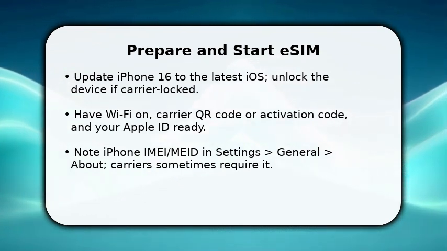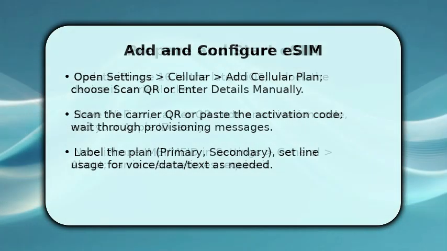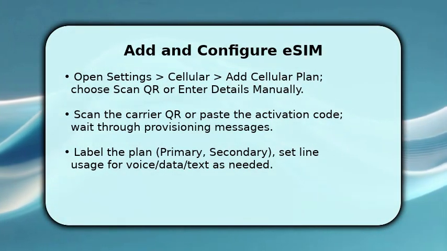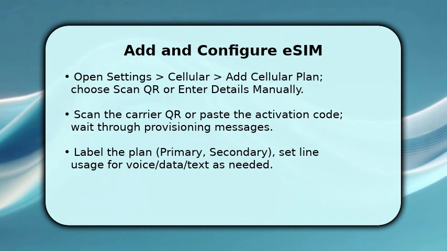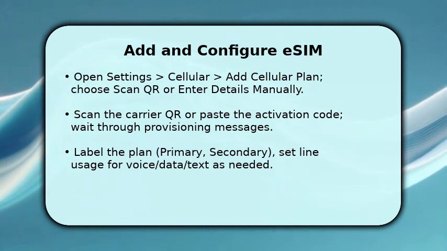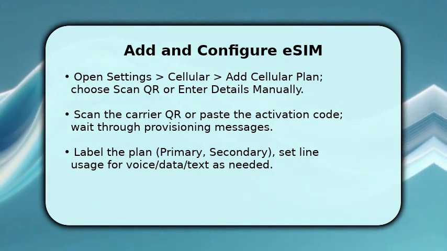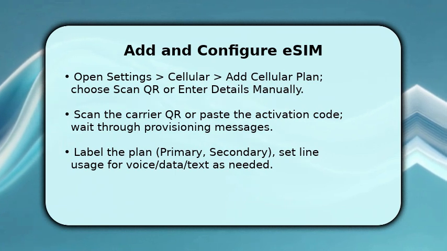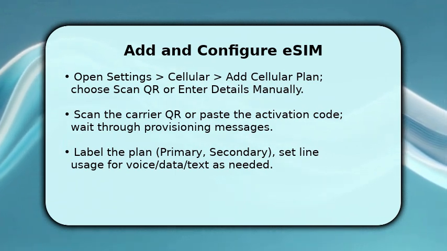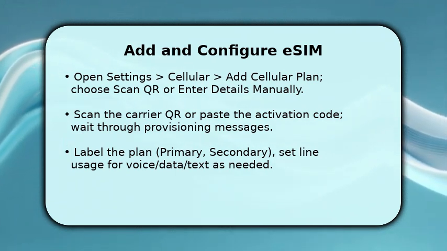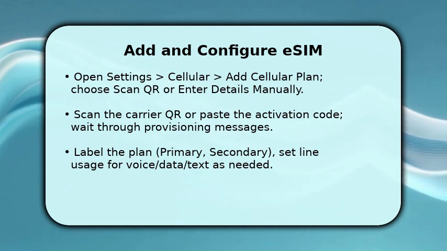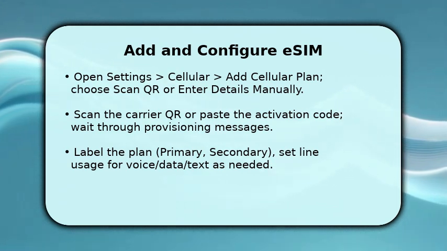Don't skip straight to the scanner yet. Next, tap Add Cellular Plan in Settings Cellular and choose Scan QR or enter the carrier-provided details manually. This is the core activation step. When you scan, follow on-screen prompts to accept carrier terms and allow provisioning. The phone exchanges data with the carrier to assign the eSIM.